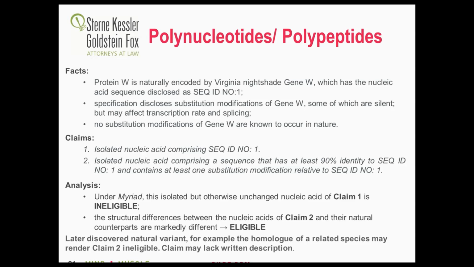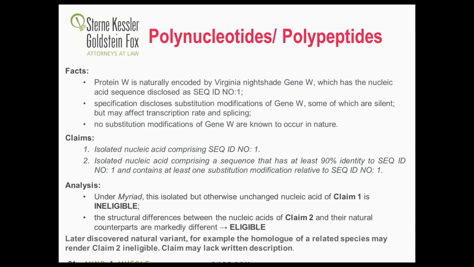The fact pattern provides that seq ID number 1 is the sequence of gene W that includes protein W in the naturally occurring Virginia nightshade. We know from the Myriad decision from the Supreme Court that the claim to the isolated nucleic acid having the same sequence as a naturally occurring gene is not patent eligible because the isolated nucleic acid is not significantly different from the gene as it exists in the cell.